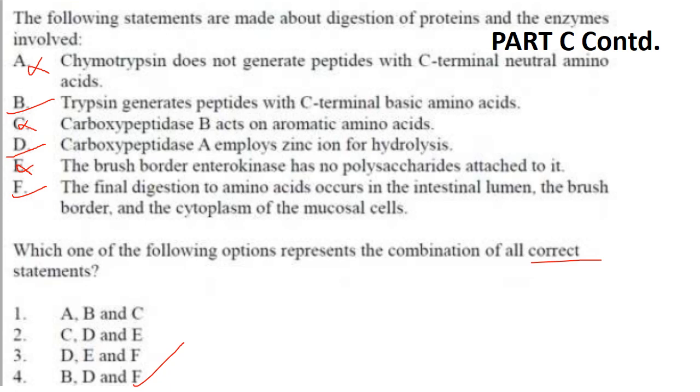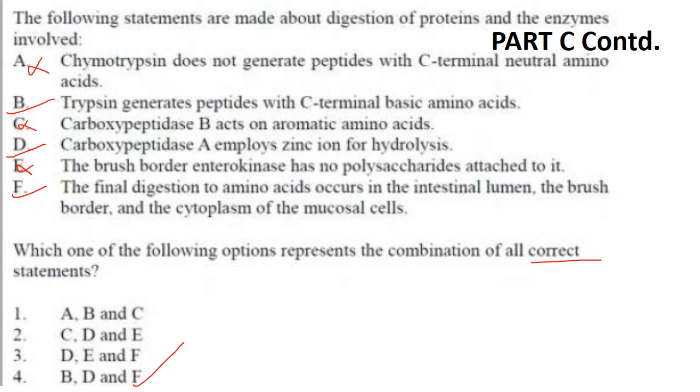Chymotrypsin does not generate peptides with C-terminal neutral amino acids. Chymotrypsin cleaves C-terminal of phenylalanine, tryptophan, tyrosine, etc., and all three are neutral amino acids, so option A is not correct. Trypsin generates peptides with C-terminal basic amino acid, that is correct. Carboxypeptidase B acts on aromatic amino acid. It acts on basic amino acid lysine and arginine on their C-terminal side. So C is not correct.